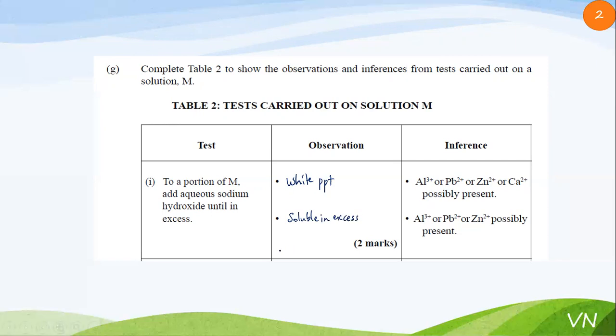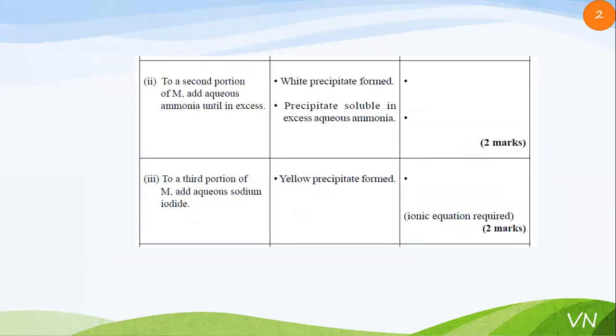All right, so this one was similar to the last question. Continuing with the same question, this time you're given the observation and you're asked to find the inference. That's for the second test. It says that to a second portion of that same solution M, we add aqueous ammonia until in excess. Observation: white precipitate forms. So what is going to be the inference?